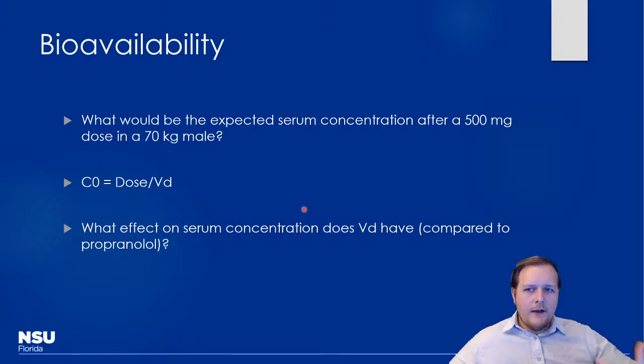So let's say we give a 500 milligram dose to a 70 kilogram male, okay? What would be the expected serum concentration that I would get with that? Well, remember, our dose is what's actually bioavailable, so it's going to be 90% times this 500, so it's going to be 450 milligrams, right? And then it's going to be over my VD. Well, what was my VD? If you recall, and again, this is in the notes section, it was 0.2 liters per kilogram.